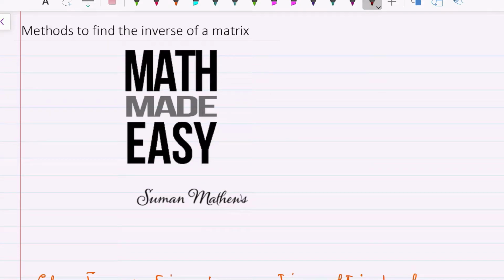Algebra. Here we will be discussing methods to find the inverse of a matrix.